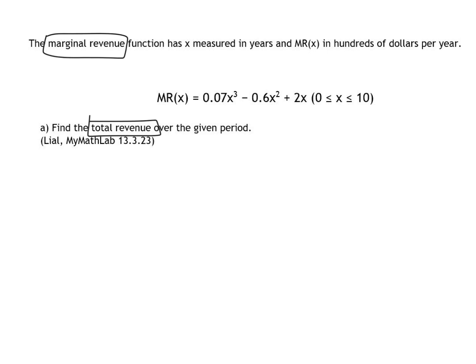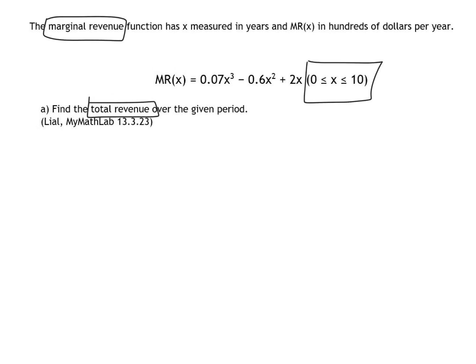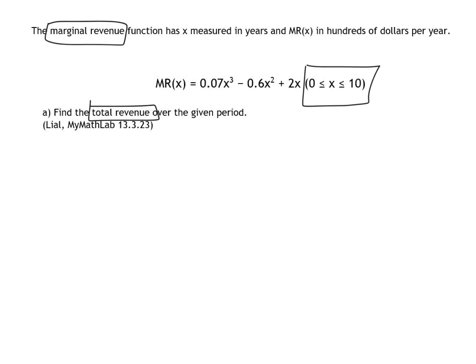Between 0 and 10. Yeah, this is how it's going to be. This is how it could be shown within those parameters, right? Between 0 and 10. Okay, so we're going to integrate this marginal revenue function.